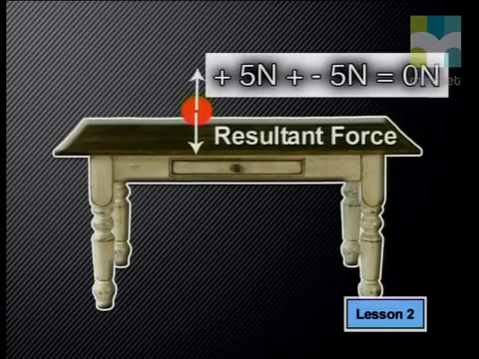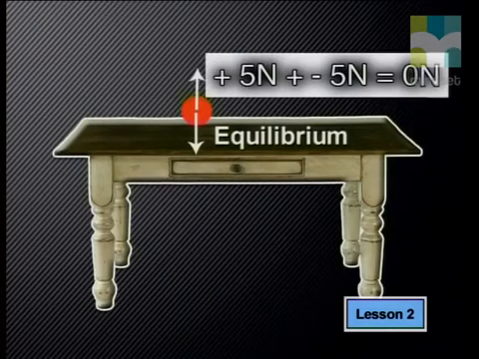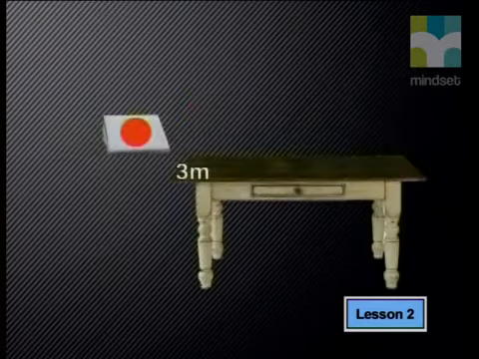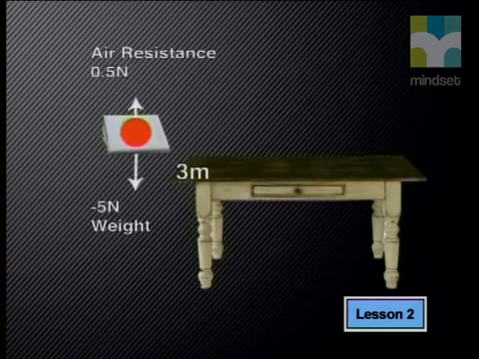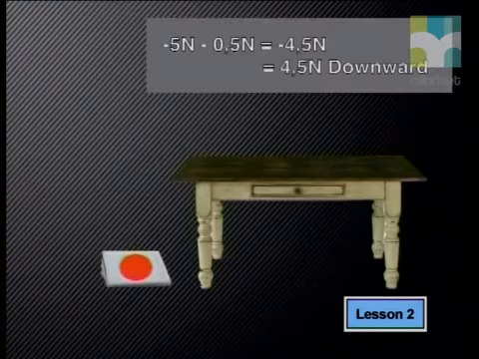Notice that neither the shape nor the motion of the book changes as a result of these forces. We say the forces acting on the book are in equilibrium. However, if the book were to fall from a height of 3 meters, there would be the same downward force of 5 newtons, which is its weight, but a smaller upward force of about half a newton due to air resistance. Do you see that there is now a resultant force of 4,5 newtons downward? This resultant force has an effect on the book. The resultant force causes the book to accelerate downward towards the floor.